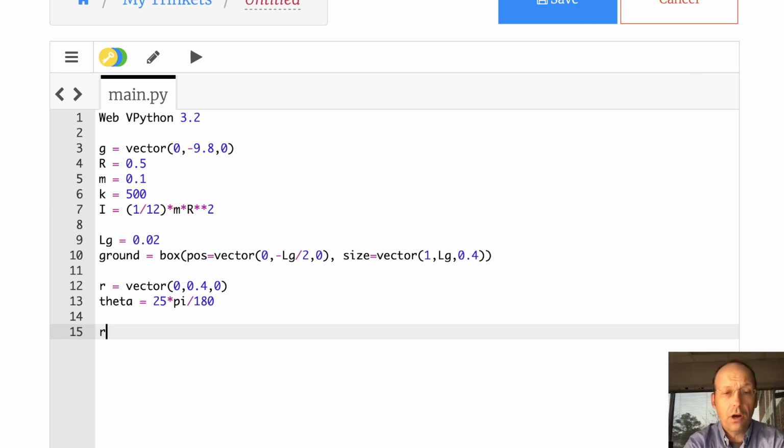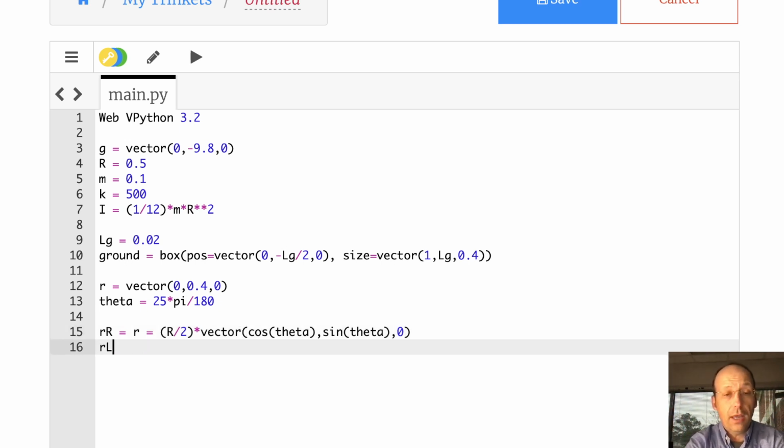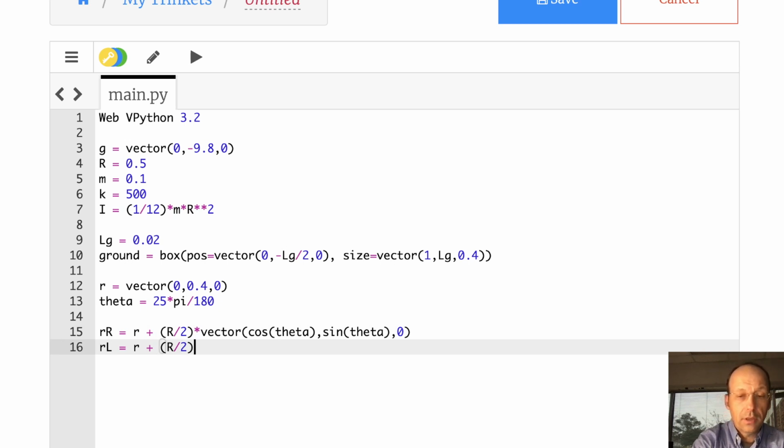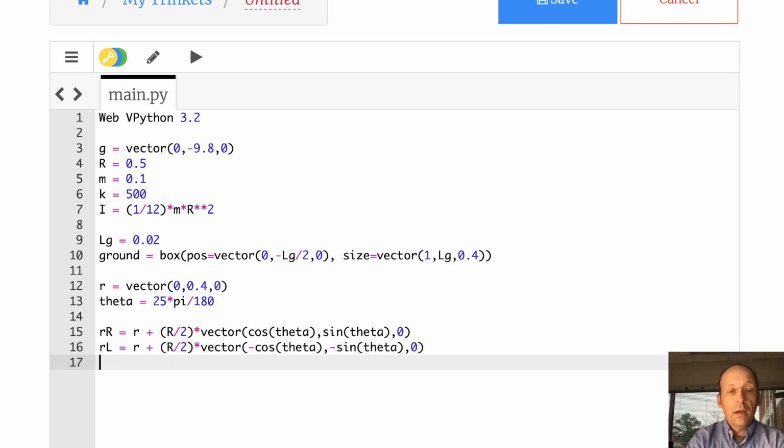Let's do RR first. RR is going to be equal to r, the vector, plus r over 2 times, I already wrote this, right? I'm just typing what I wrote. Vector cosine theta, sine theta, 0. And it's not an object. It's just a vector. And then RL is r. Oh, that should be plus. Plus r over 2 times vector negative cosine theta, negative sine theta, 0. So now I have my two ends.